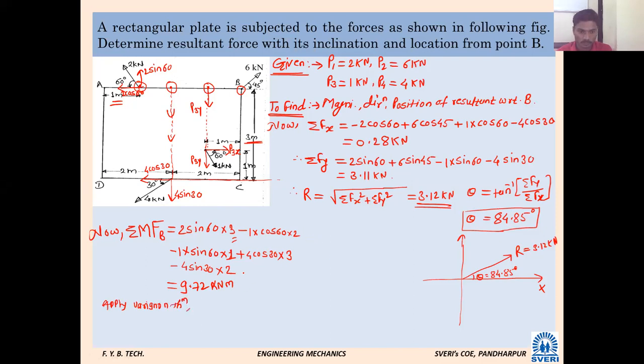So what is that? Summation of moment due to all forces about point B equals R into d. Now directly tell me the value of d.